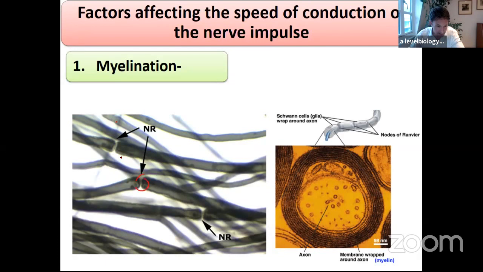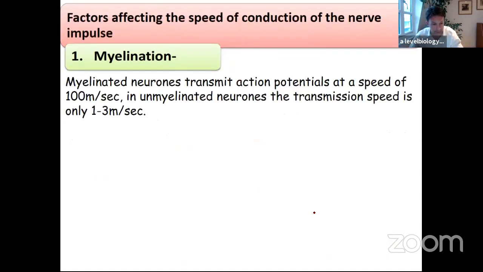So we've got a node of Ranvier here, here, and here, and then these are the Schwann cells. And this here is the myelin wrapped around the membrane. On the inside here, we've got the axon filled with axoplasm. If you've got a myelinated axon, you can transmit action potentials at about 100 meters per second. In an unmyelinated neuron, it's only about 1 to 3 meters per second for the same diameter.